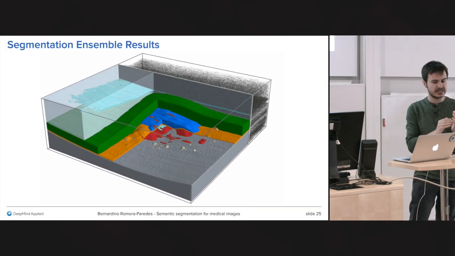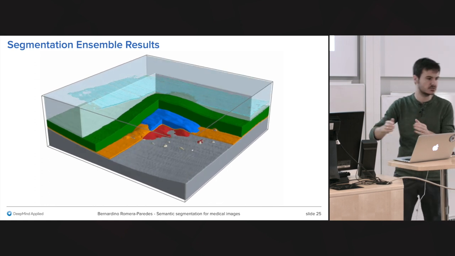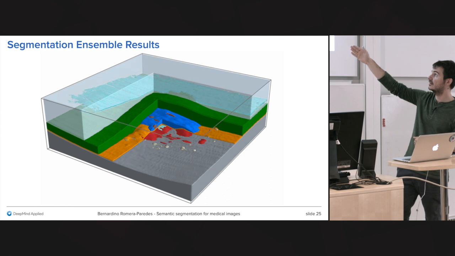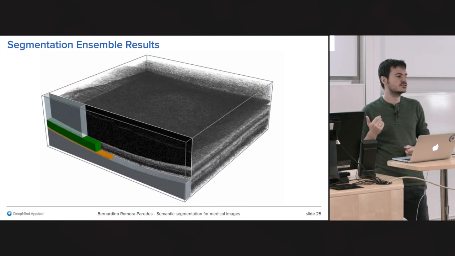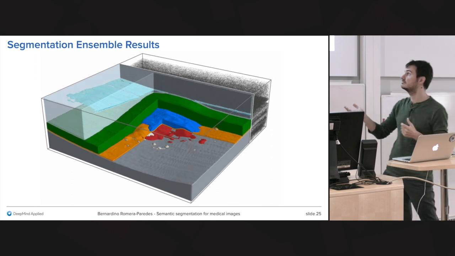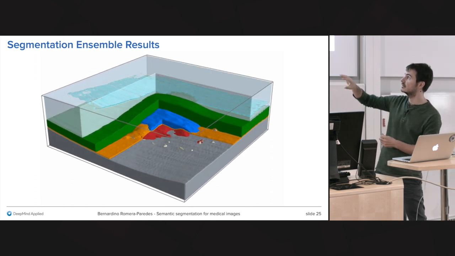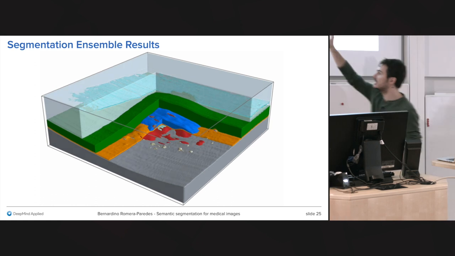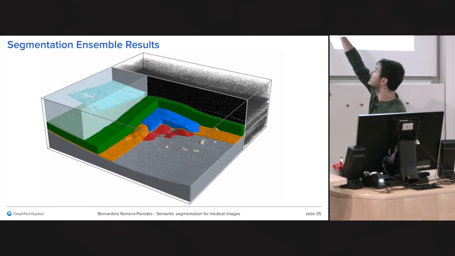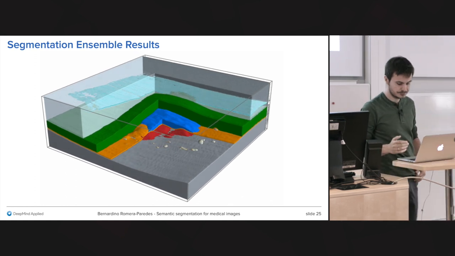As I said, we have an ensemble of those. So we have several, in particular, we have five. So for the same input, we have five different outputs. This is also nice because we can see the uncertainty or some sort of ambiguity in the input. For example, it's pretty clear that these boxes are classified as these layers, but in the center it's not that clear, so there's more uncertainty.